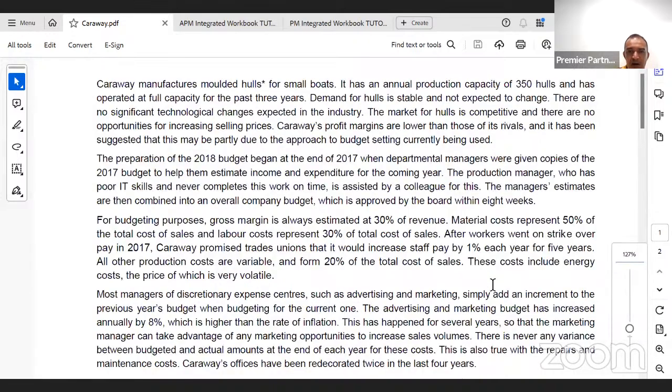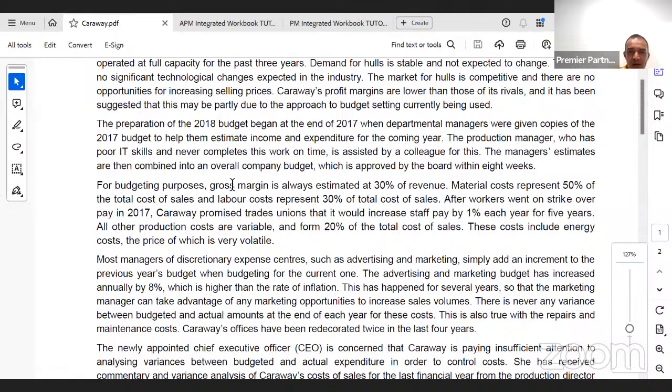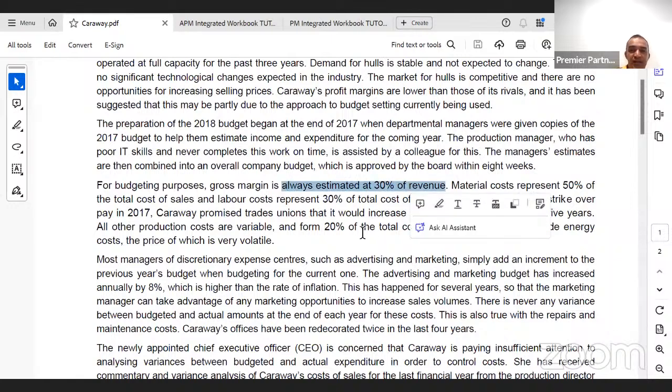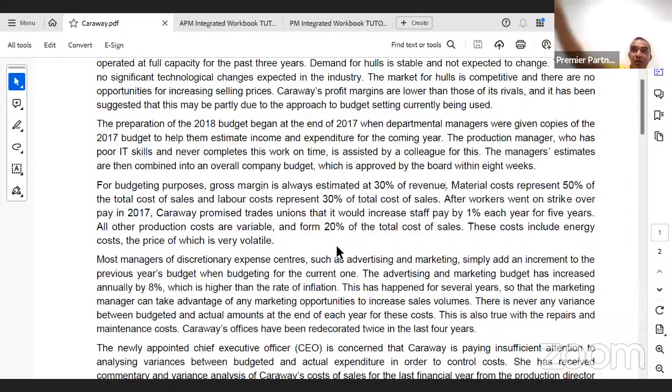So you can do certain things like here. Gross margin is always estimated at 30%. Why? Sometimes it can be 40%. No, then we are losing. Let's say some material costs have reduced in the market, oversupply. So then our margin has to improve.